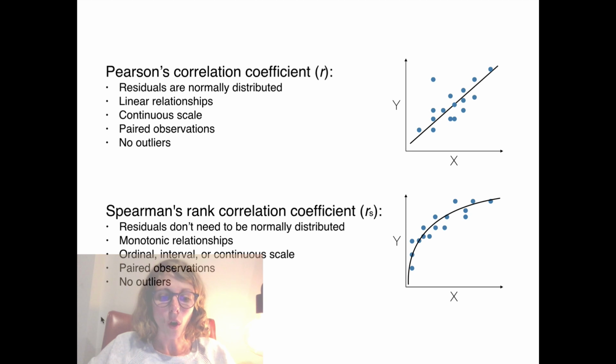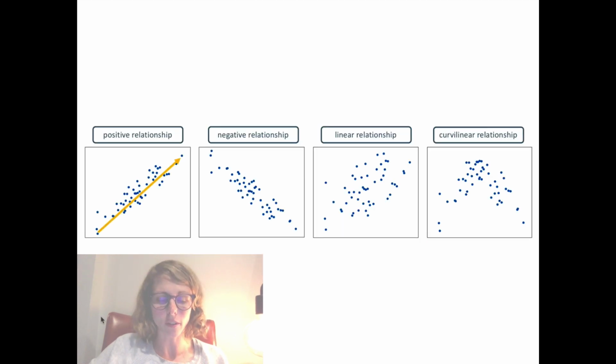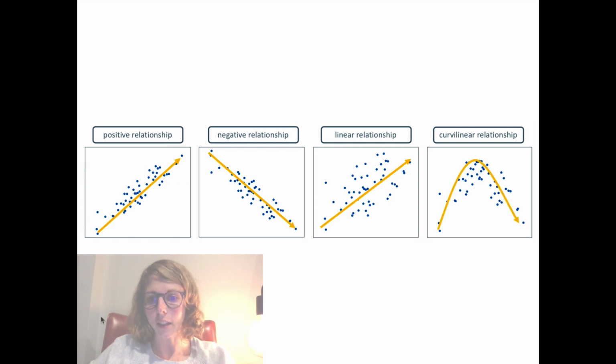We're assuming that there's a monotonic relationship between the two variables, such that as X goes up, Y goes up, but it doesn't necessarily have to be by the same amount. Our data can be measured on an ordinal, interval, or continuous scale to compute Spearman's rank correlation coefficient. And we're still assuming that our observations are paired, as we're interested in the relationship between the two variables, and that there are no extreme outliers. So those are the two most common ways of computing correlations. And so Pearson's correlation coefficient would be most appropriate when we're dealing with data that follow a linear trend. So it can be positive or negative, but we're assuming that relationship is linear.